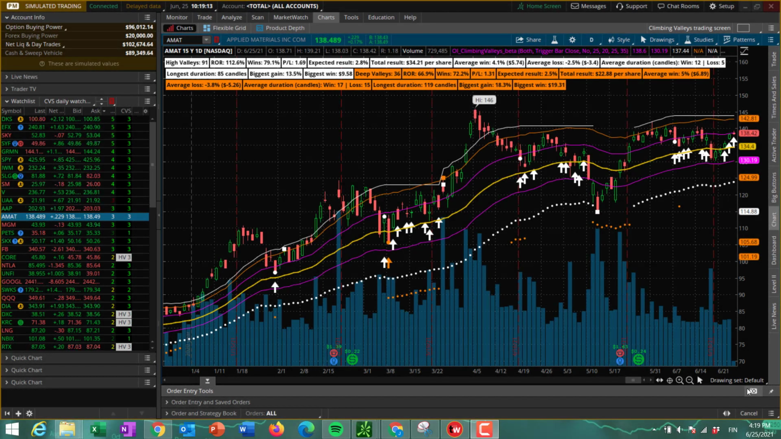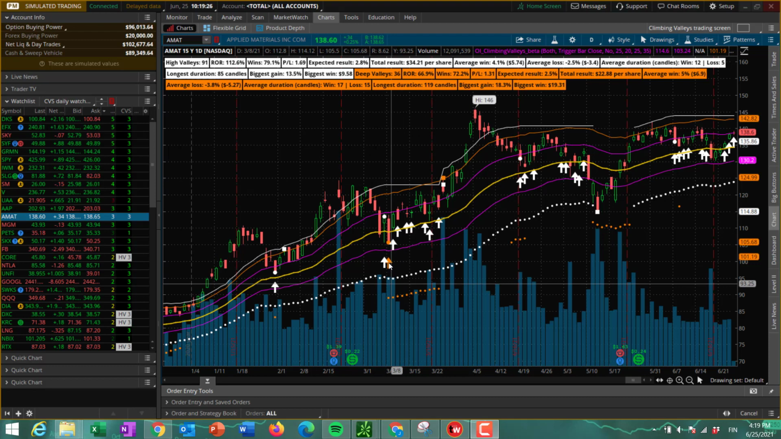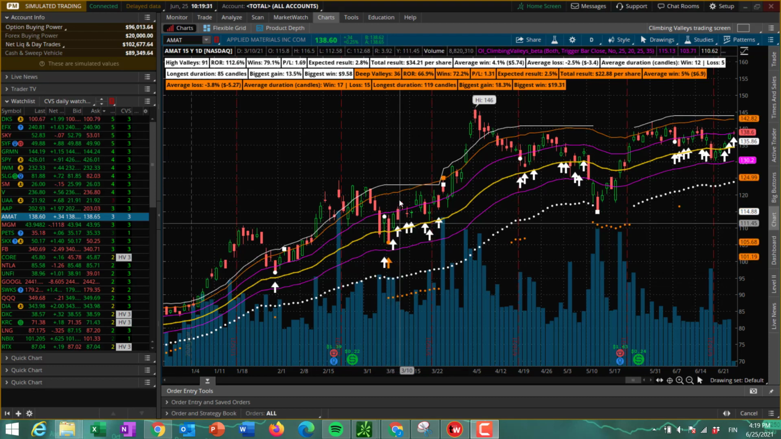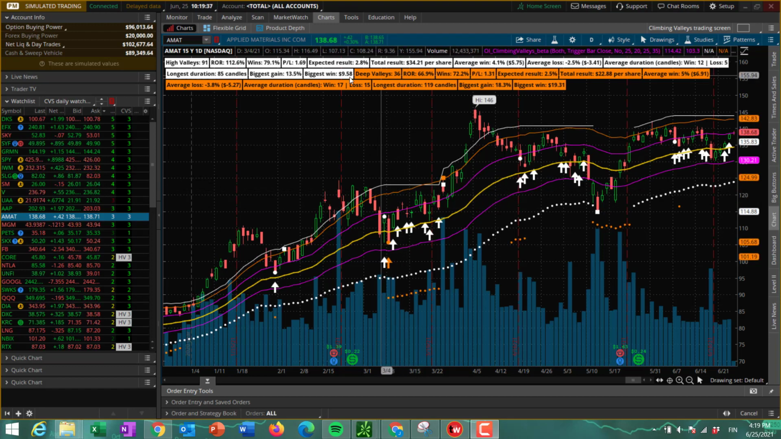Hey, in this video I'm going to do a walkthrough of the option investor's climbing valleys indicator and how I'm using it. So the indicator is basically here: these arrows of two different colors, these dots of two different colors, these lines of two different colors, actually three different colors. This is all one indicator here. Also it has these information labels at the top.